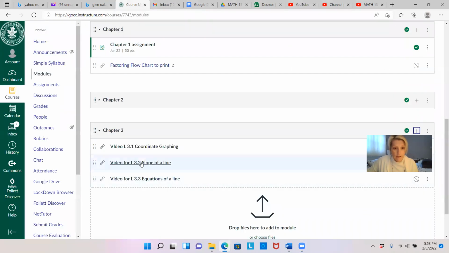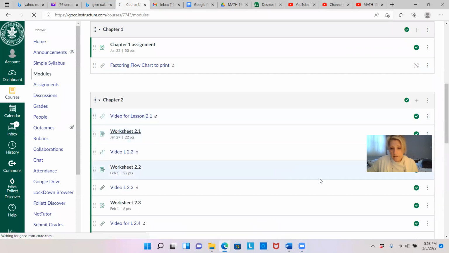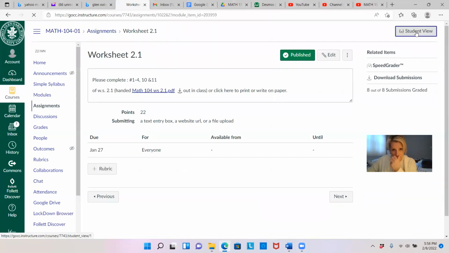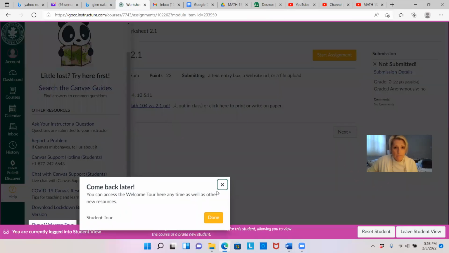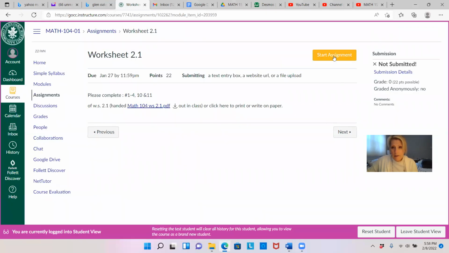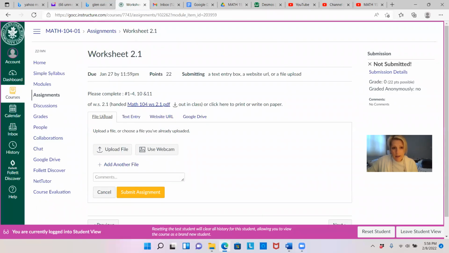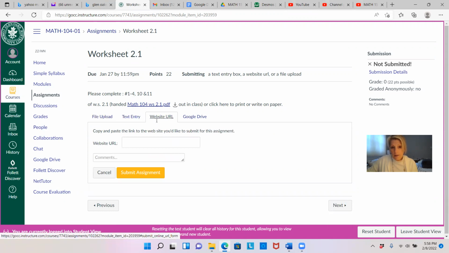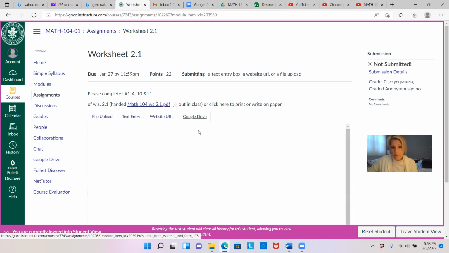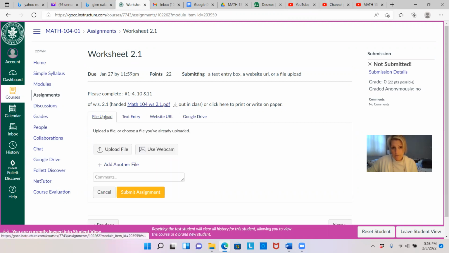And so in Canvas, if you were going to upload an assignment and you were going to upload a URL, you would say, I'm going to start my assignment. And then right now you've already done file uploads, there's text entry, and then there's website URL. So that's where I would like you to put your Desmos link, here in the website URL. And then you can also upload things from Google Drive. So I wanted to show that to you today.